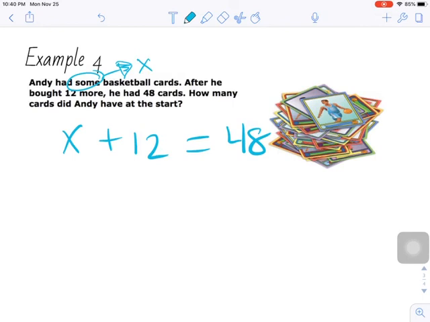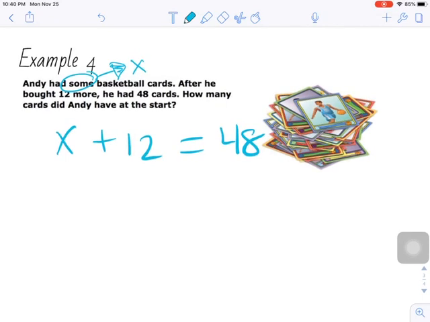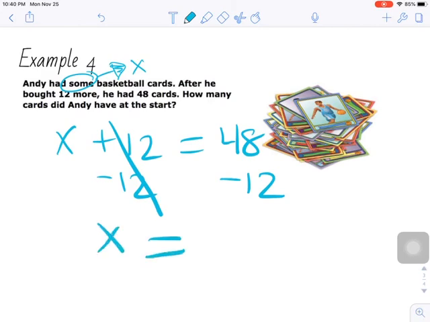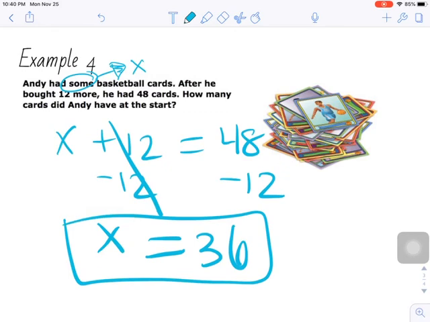So now, same thing. What operation is being used? Addition. How do I undo that? I want to subtract. I want to get X by itself, so I'm going to subtract 12 from both sides. These 12s cancel out because positive 12 minus 12 is 0. So I'm going to have X equals 48 minus 12, and I'm going to have 36. So Andy started with 36 cards at the beginning.